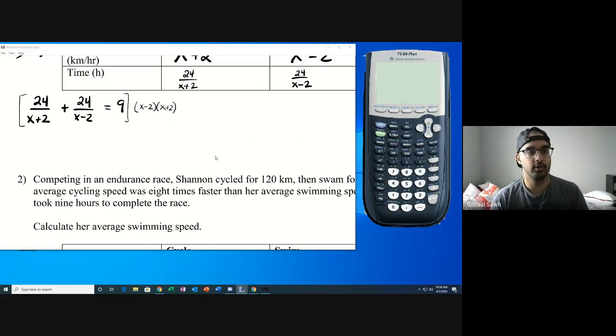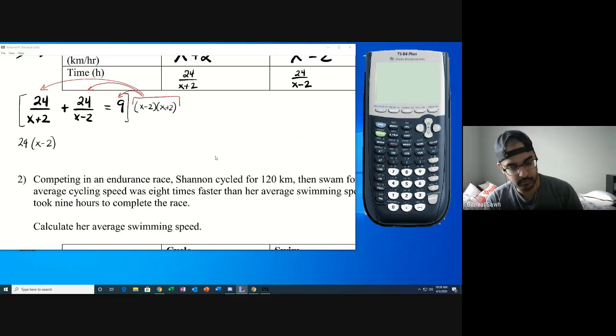Okay, so the first term gets its x plus 2's canceled out. So we're going to be left with 24(x minus 2). Essentially, we're taking everything we're multiplying by and distributing it to every term. Okay, that's what's happening here.